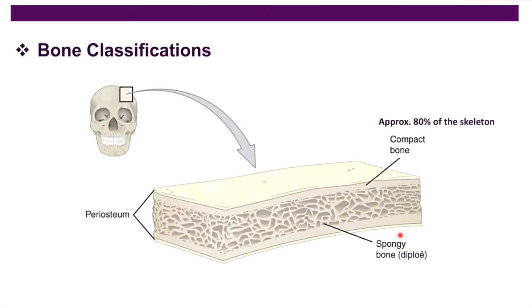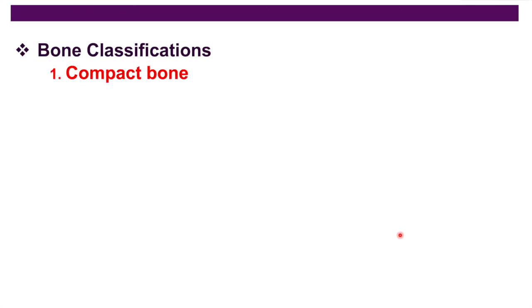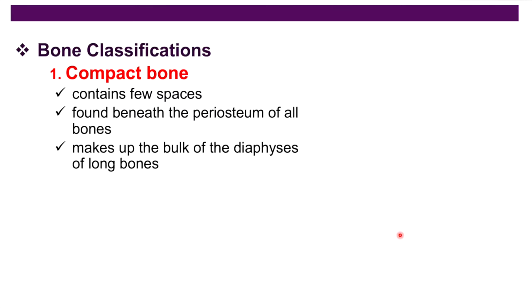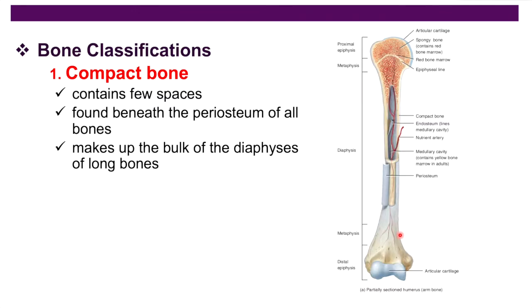About 80% of the skeleton is compact bone and 20% is spongy bone. As the term implies, a compact bone contains few spaces. It is found beneath the periosteum of all bones and makes up the bulk of the diaphysis of long bones. The periosteum, as you will see later, is this part of the bone that surrounds the bone surface, while diaphysis refers to this bone body.